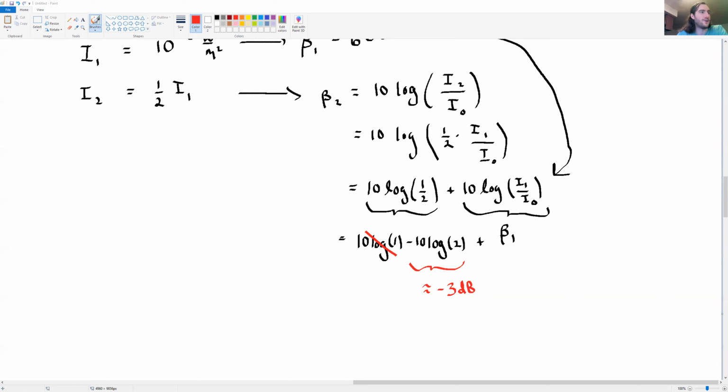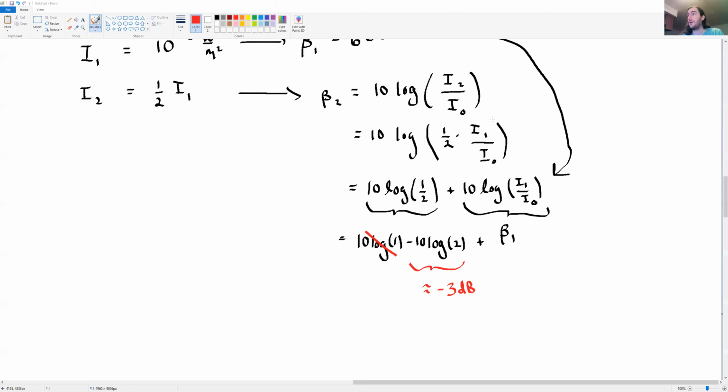Yeah, it tried to use natural log first. Yep, about 3.01. About 3.01 is 10 times log of 2. So whenever you double or cut the intensity in half, you can always add or subtract 3 decibels.